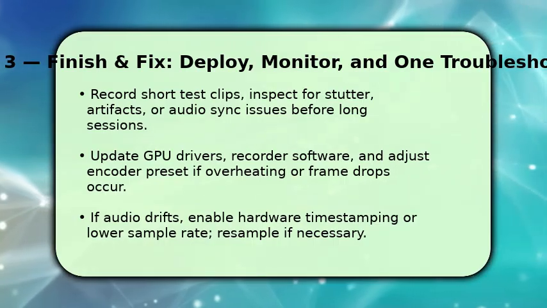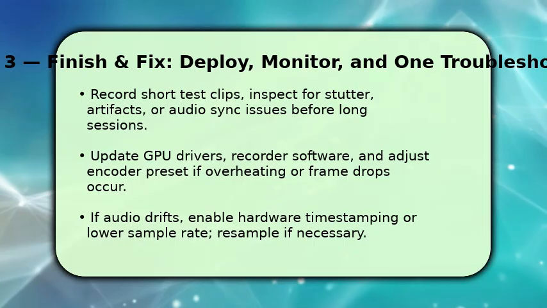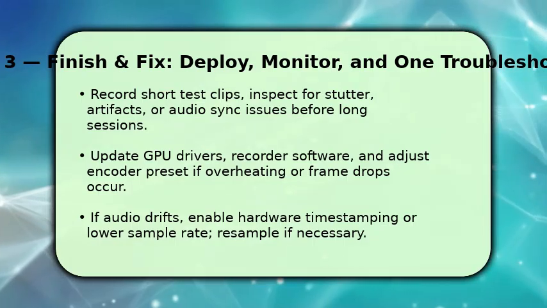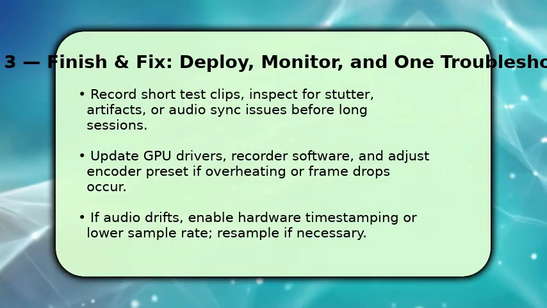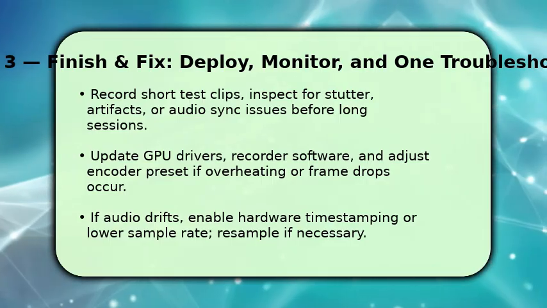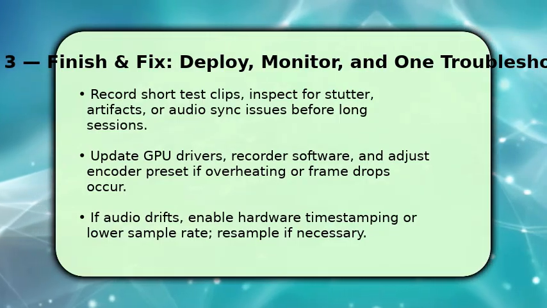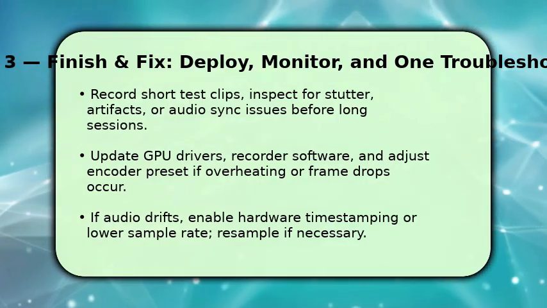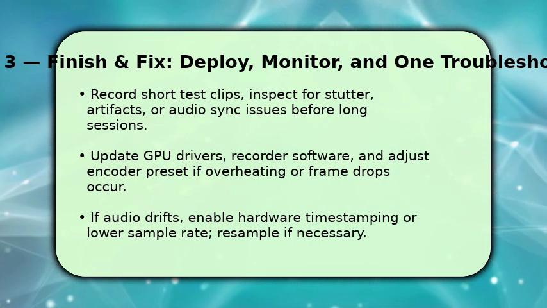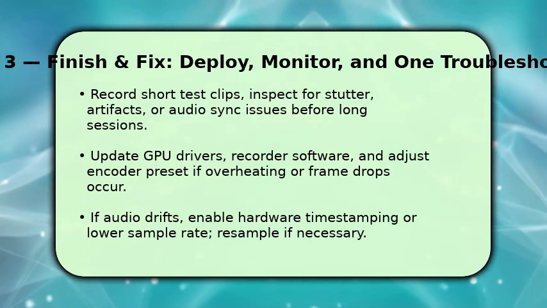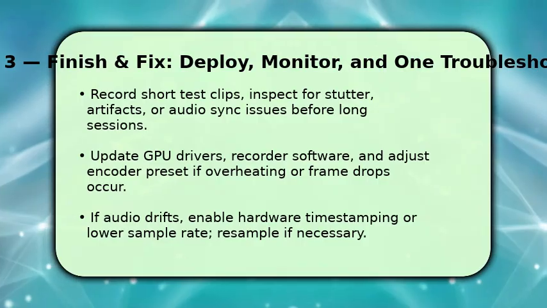If you see frame drops or overheating, update GPU drivers and your recording app, switch encoder preset to faster, or drop bitrate slightly. For audio drift, enable hardware timestamping or set a fixed sample rate so tracks stay aligned. If issues persist, simplify the capture scene and try a different encoder to isolate the cause.